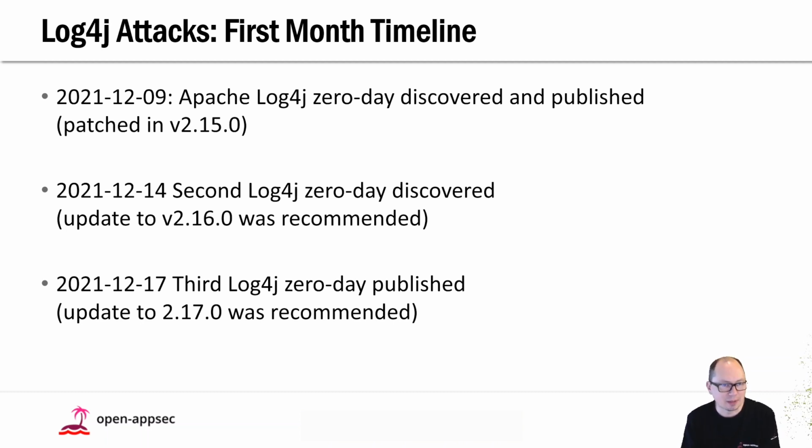So in the first month's timeline, we saw on December 9th the initial Log4j CVE being published, then there was a patched version of Log4j, then on the 14th of December the next CVE was published, and again there was a new version of Log4j. You were in a continuous loop of patching and installing signatures to protect against them. On December 17th, the third one was published, and again there was another version of Log4j that was recommended to address the security vulnerability.